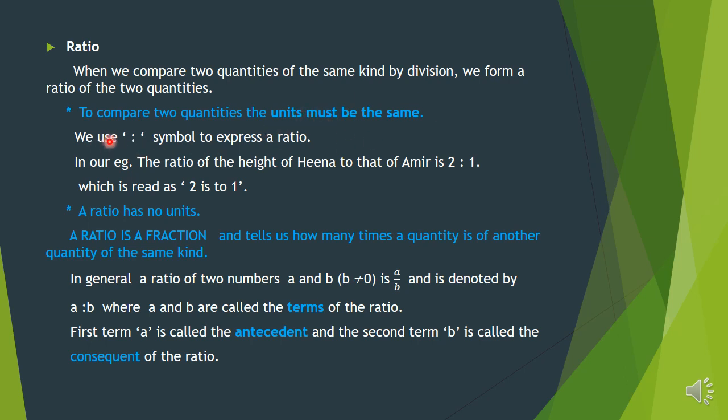We use this simple 2 dots to express a ratio. In our example, the ratio of the height of Hina to that of Amir is 2:1. Children, here in the sentence we have the name of Hina first. So the number we got for Hina is 2 and Amir's in the ratio we have 1. So we are writing 2:1. If we write the ratio of the height of Amir to that of Hina, then the ratio will be 1:2.